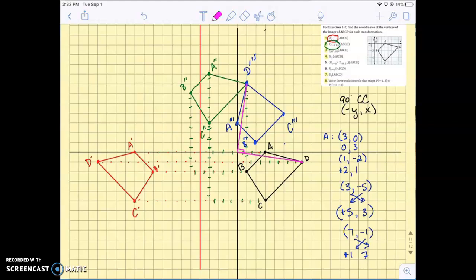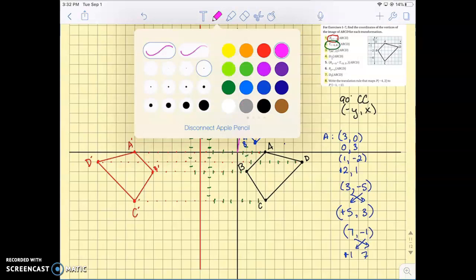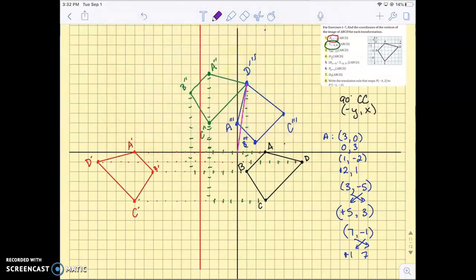The next thing we're going to do, I'm going to get rid of that so we can do our compression. We're going to do a compression by 2/3. I'm glad I already have my coordinates laid out. That way I can just do the compression real easy. So I'm going to take 2/3 of 3, which is 2. 2/3 of 0 is 0. So I'm going to be at 2, 0 for my compression. Then I'm going to take 2/3 of 1, which is 2/3, and then it would be negative 4/3.